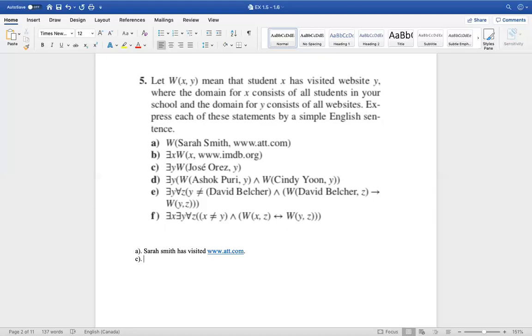Now let's do part number C. Part C will be interpreted likewise. Jose Arias has visited at least one website. Okay, because there exists Y, and the domain of Y consists of all websites.